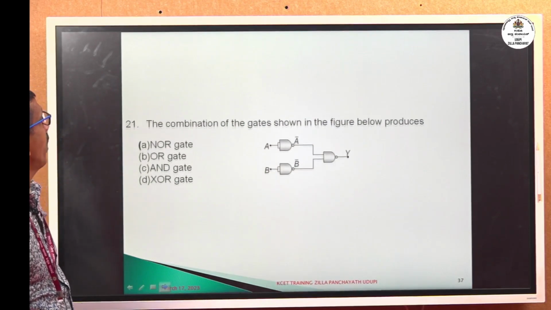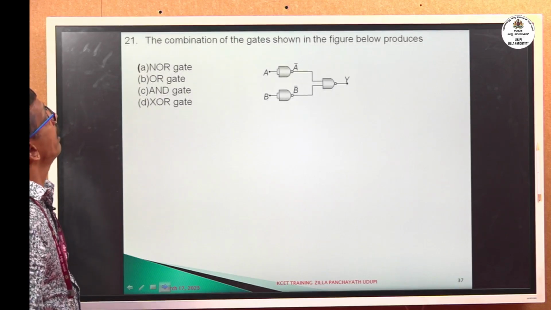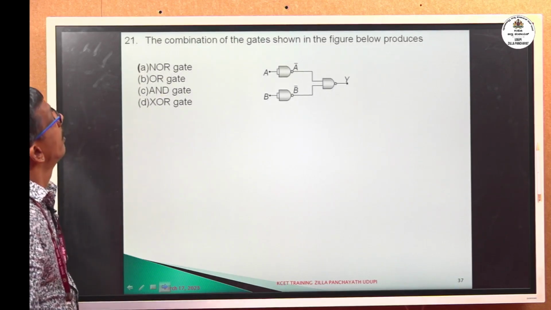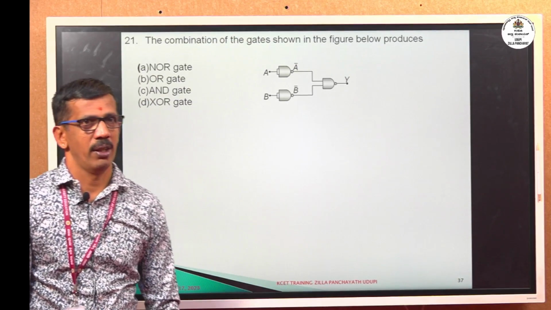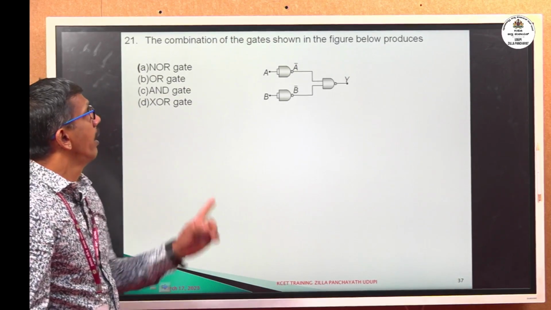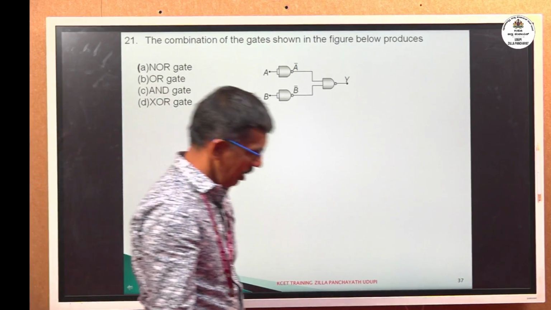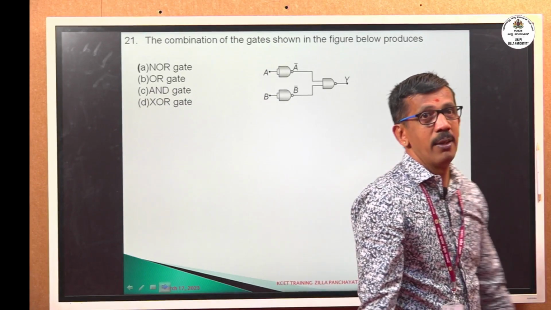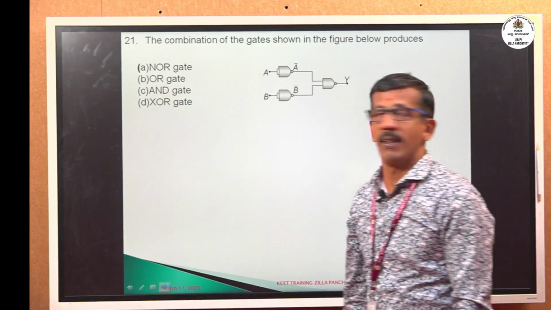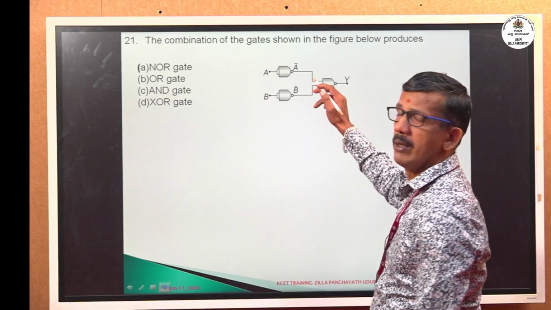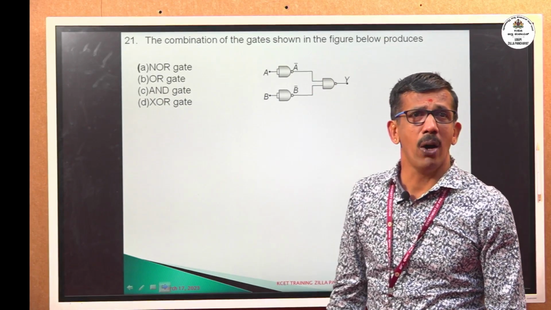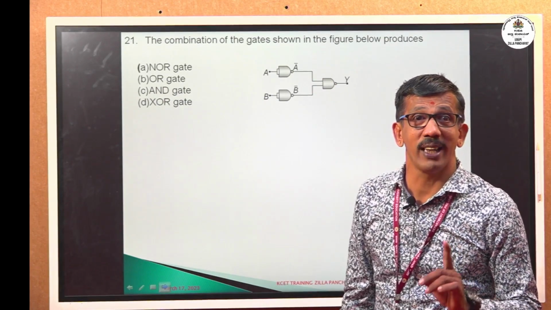The combination of gates shown in the figure below produces... See, in the synopsis, we already explained that NAND gate and NOR gates are universal gates.